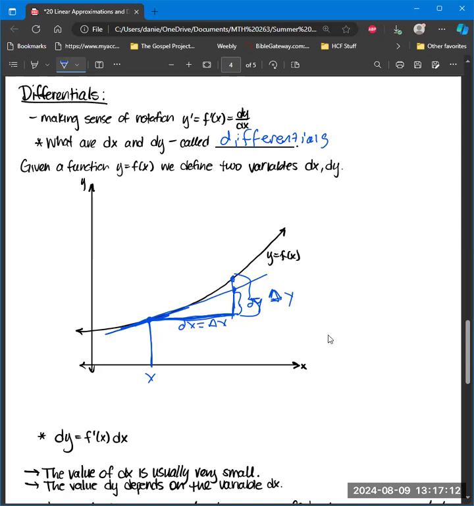So that's our whole idea of what we're going to do with differentials: we're going to say dx is exactly equal to delta x. And when we do that, then we're going to say dy is about the same thing as delta y, and we get an approximation. So dy over dx, the ratio of those two things, is equal to the slope of the tangent line.